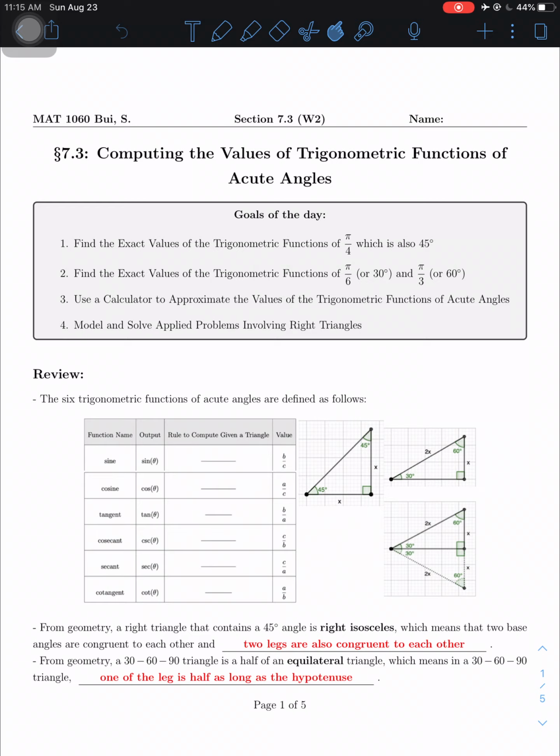Or the second way to get all six of them is to use the table of identities. We have three types of identities. The first type is the reciprocal identities. We have sine is the reciprocal of cosecant, cosine is the reciprocal of secant, and tangent is the reciprocal of cotangent. The second type is the quotient identities, where tangent equals sine divided by cosine, and cotangent equals cosine divided by sine.